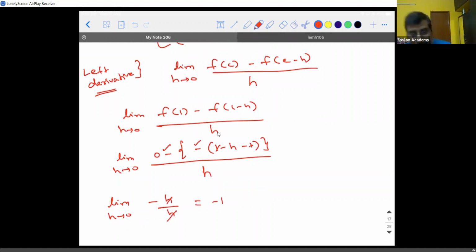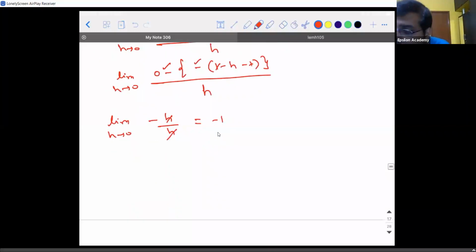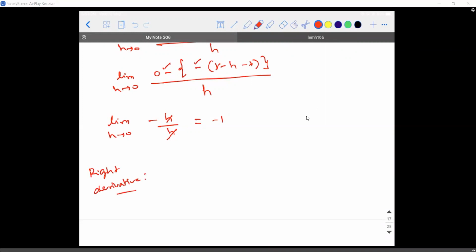So what are they trying to say? The left derivative at x equal to 1 is minus 1. Similarly, what is the right derivative? Which point should I explain?